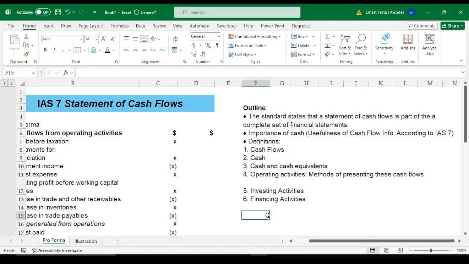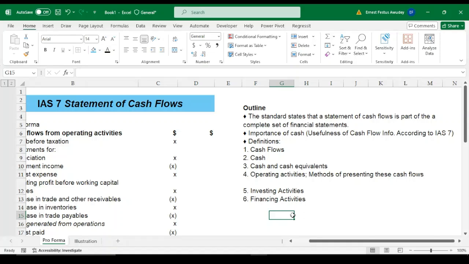All right. So that is how important cash is. Now, according to IAS 7, the standard has actually outlined some uses or usefulness of the cash flow statement information to the business or to users of the financial statements. I'm going to list some of them here. One, it provides information that enables users to evaluate changes in their net assets, their financial structure, including their liquidity and solvency, and also their ability to affect amounts and timing of cash flows.